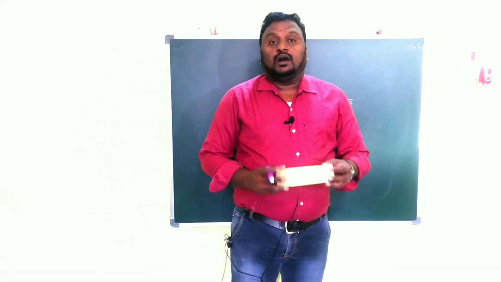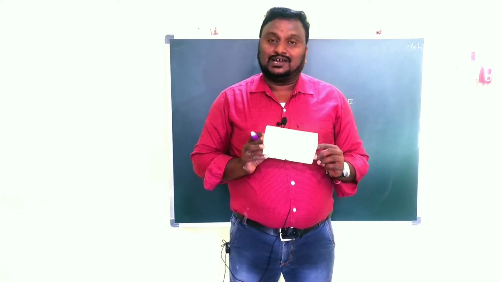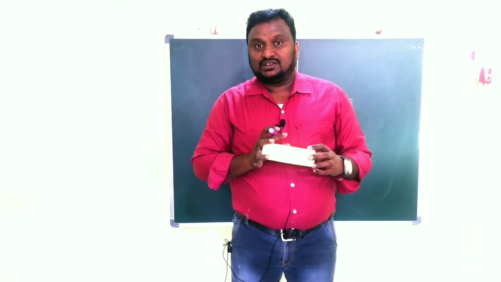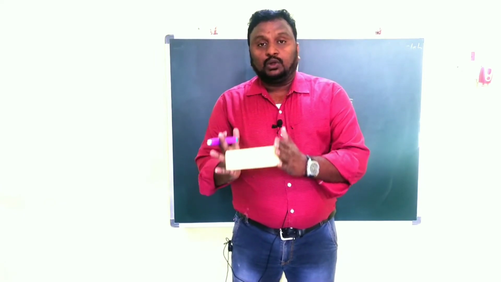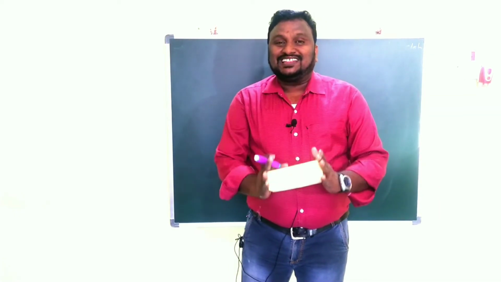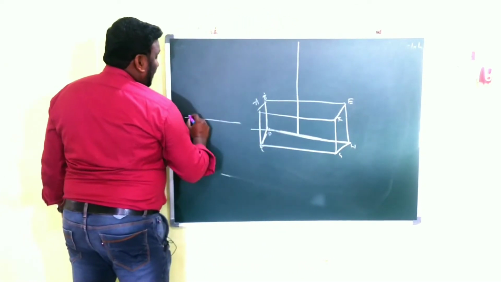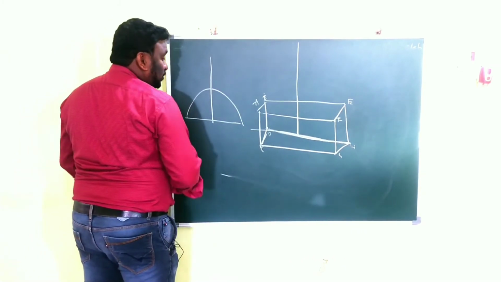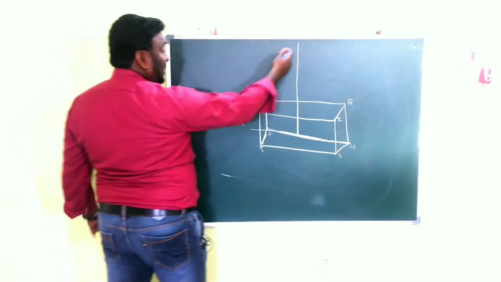Clear? After keeping the glass slab in the middle of the paper or chart, we trace out the boundaries of the glass slab. It's very clear, children. After that we give names to the vertices, remove the glass slab and keep it aside. Then, taking the protractor, for example like this, we keep the protractor and draw one normal at an angle of 90 degrees. So we draw a normal line on the chart.